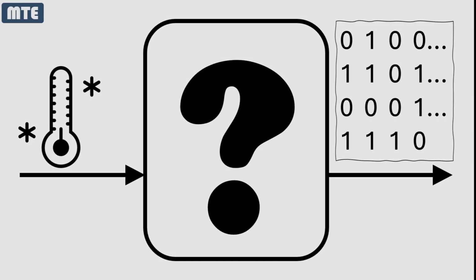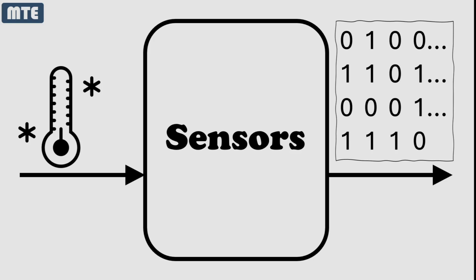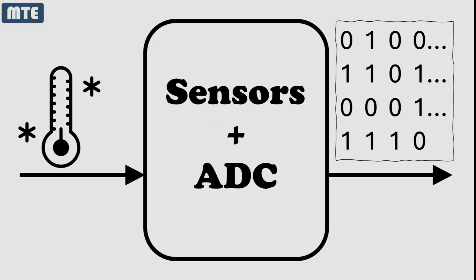Computers and processors only understand binary, ones and zeros, but the world we live in is full of continuous analog values, like temperature and sound. To bridge this gap, we convert these analog variables into digital signals using sensors and analog to digital conversion.